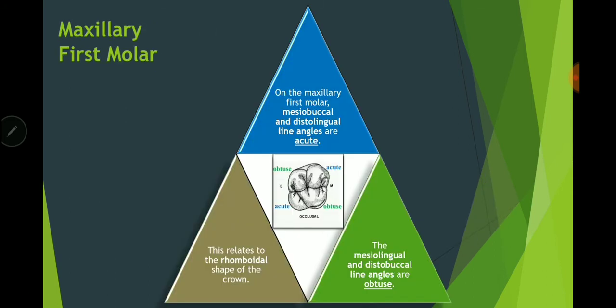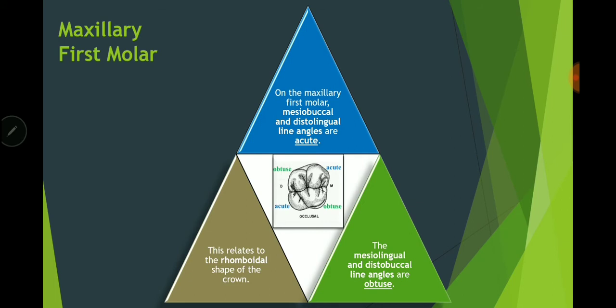And maxillary first molars. So another tool that you're supposed to pay attention to. Okay, make sure you know it really well. So on the maxillary first molar, the mesial buccal and the distal lingual line angles are acute. You have to know which angles are acute, which angles are obtuse.